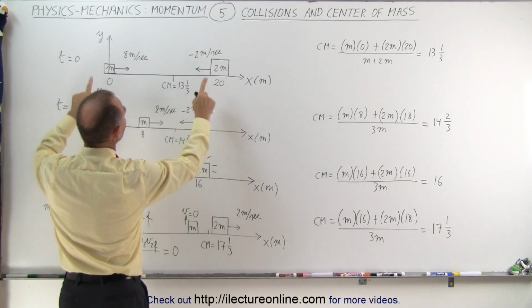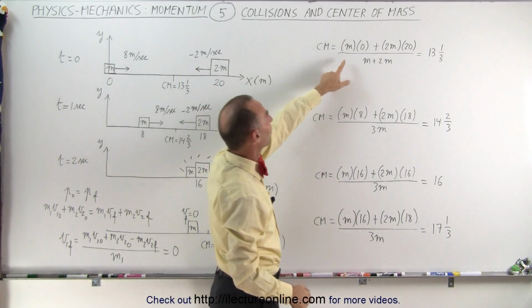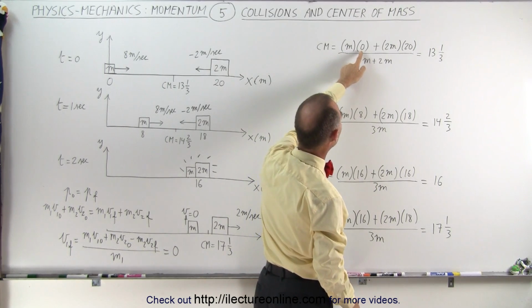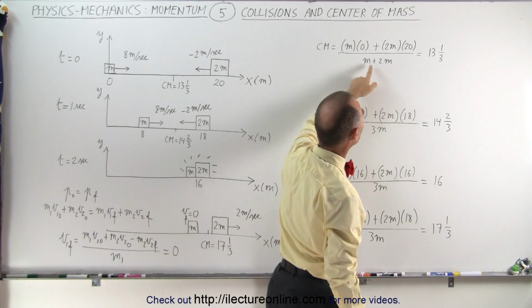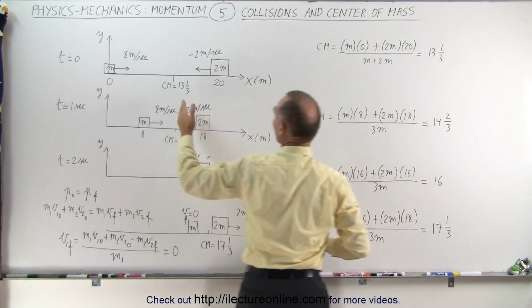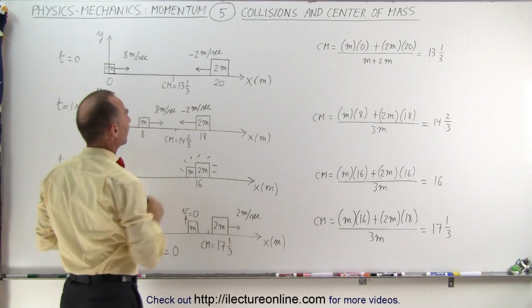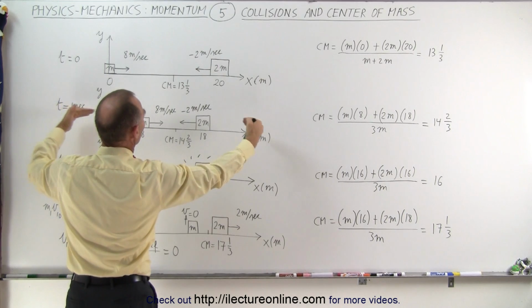If we calculate at this moment the location of the center of mass, we can do this as follows. It's the mass of the left object times its location plus the mass of the right object times its location divided by the sum of the masses, which puts the center of mass at 13 1/3 meters from the origin, right there. 1 second later, the two objects have moved towards one another.